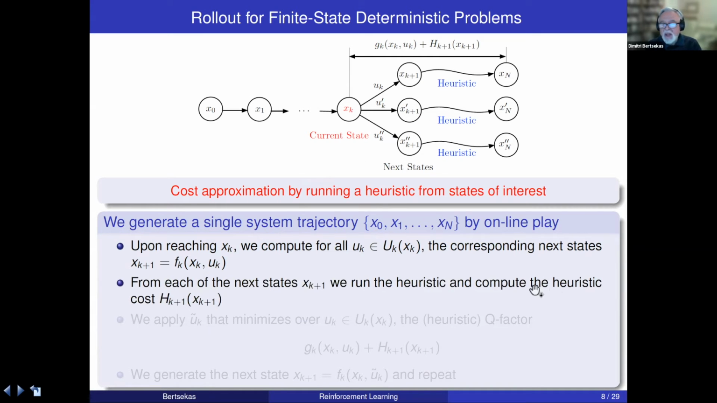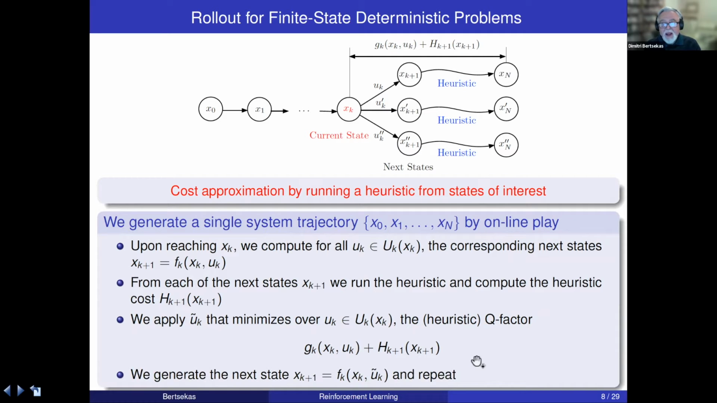So from each of the next states, we run the heuristic, compute the heuristic cost, and then out of all these costs, we find the one that minimizes this expression, and that's what we apply at xk. So we calculate these Q factors, find the control that minimizes the Q factor, go one step forward, and then do it again. Run the heuristic again from the next possible states, and so on. In this way, we generate a complete trajectory one step at a time.